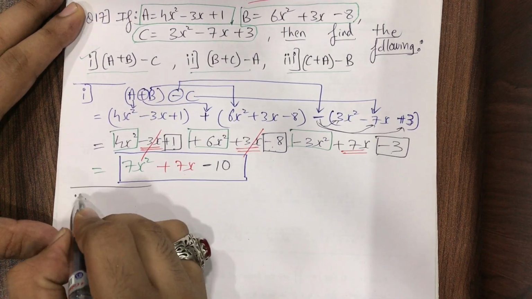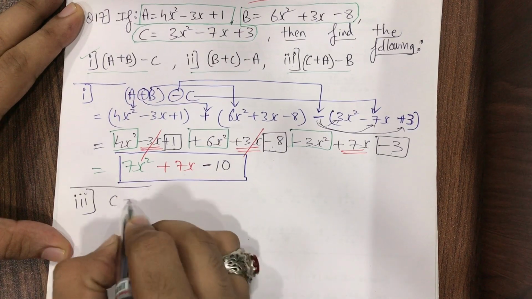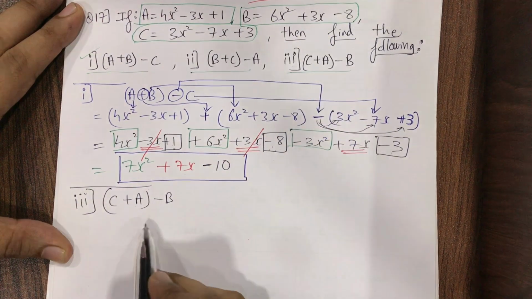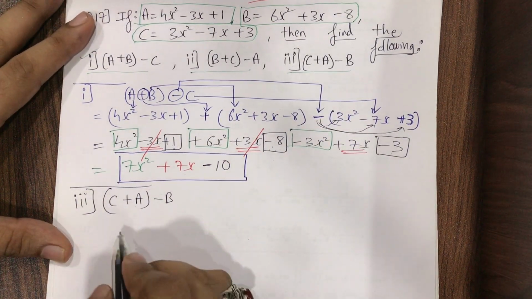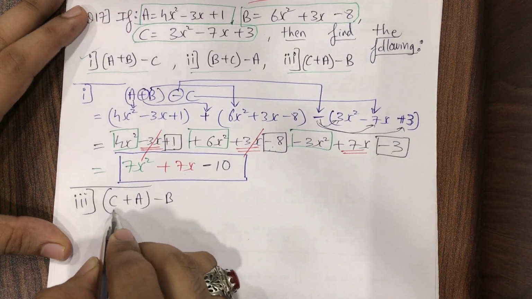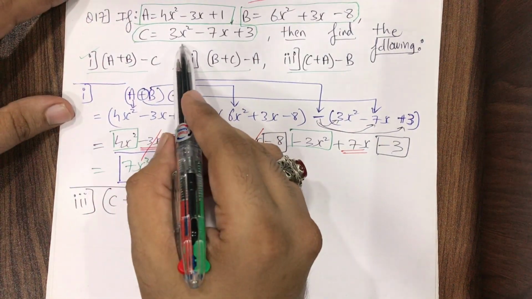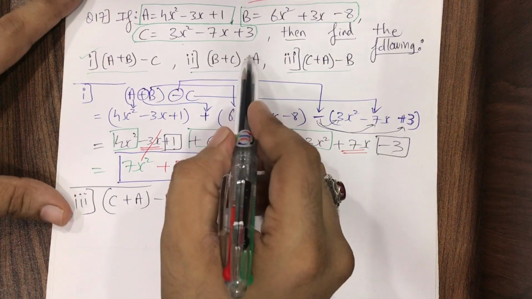Sub question 3 is C plus A minus B. This is the question. Okay, students, do we have the value of C, capital C? Yes, I have the value of capital C. What is it? It is 3x square minus 7x plus 3.